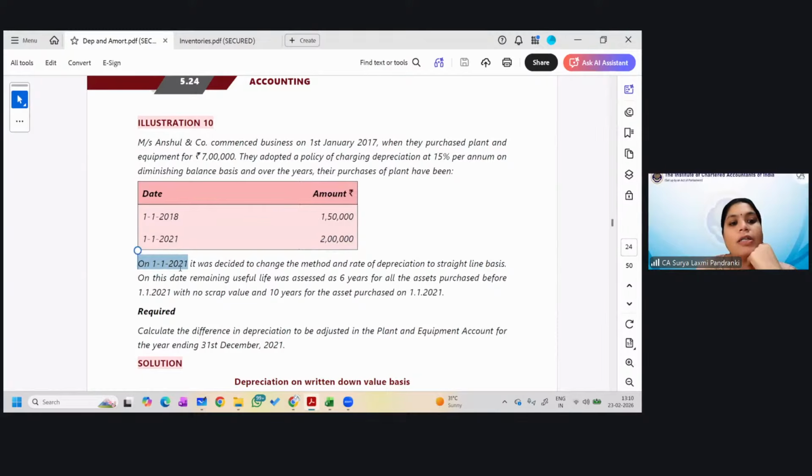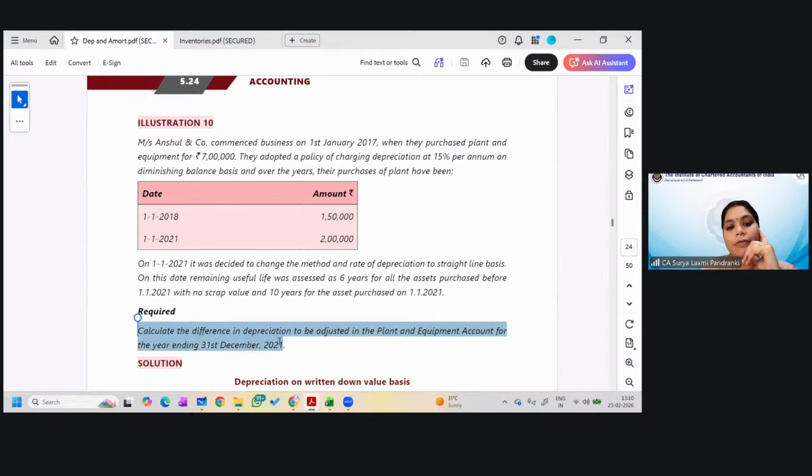Now on 1st January 2021, it was decided to change the method and the rate of depreciation to straight line. Since it was WDV, they wanted to move to straight line basis now. On this date, remaining useful life was assessed at 6 years for all the assets purchased before 2021 with no scrap value, and 10 years for the asset purchased in 2021. For the assets purchased in 17 and 18, the useful life is expected to be 6 years, right?